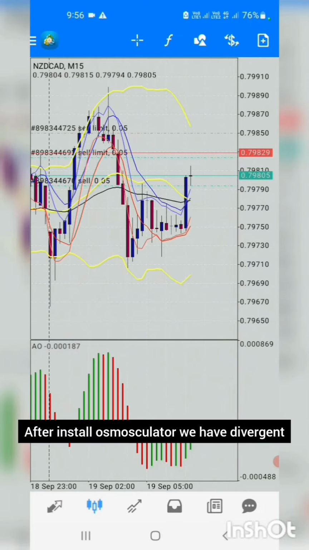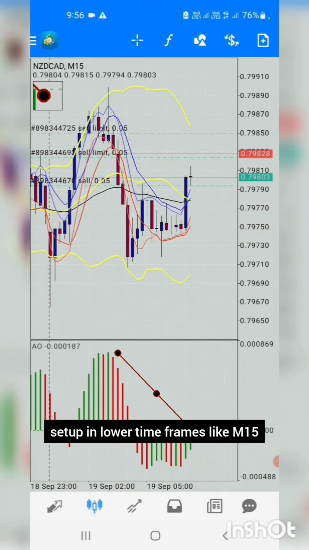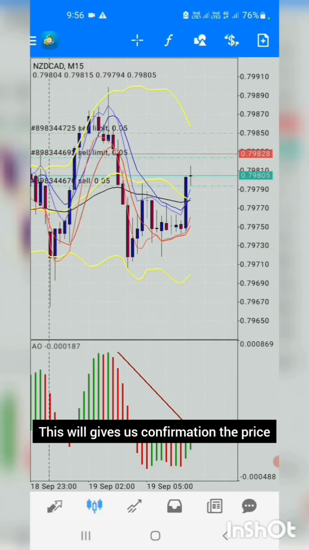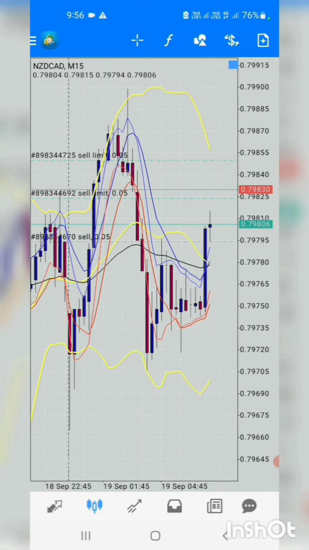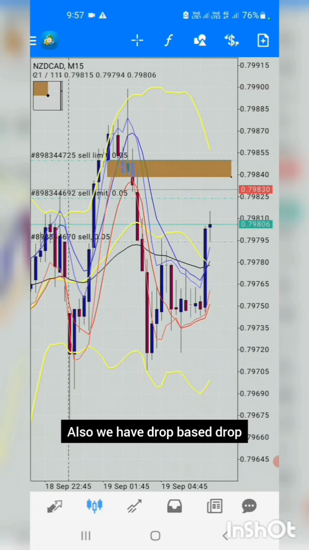After installing the awesome oscillator, we have a divergence setup in lower time frames like M15. This will give us confirmation the price will make a reversal or pullback here. Also, we have drop base drop.